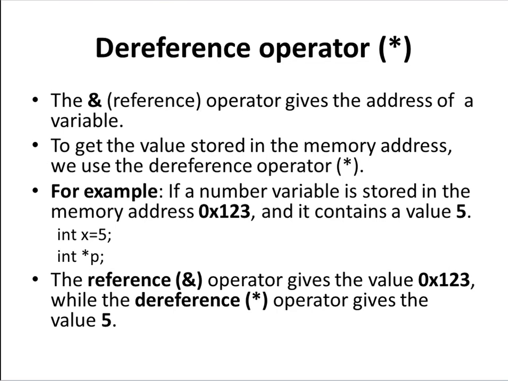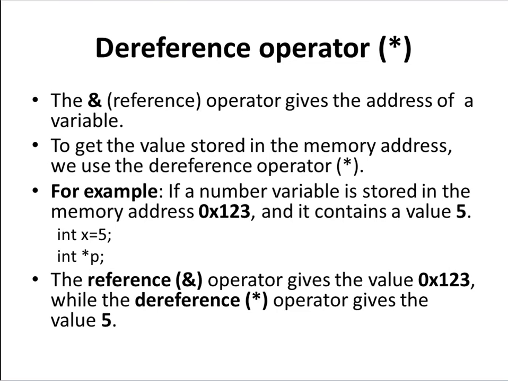For example, if a number variable is stored in the memory address 0x123, this is a hexadecimal number for the address, and it contains the value 5. For example, here int x = 5 and int *p. We know x is an integer type of variable and it is initialized with 5. Then *p, or p, is a pointer of integer type. Suppose we want the address of x, then we can say cout << &x. It returns the address 0x123.